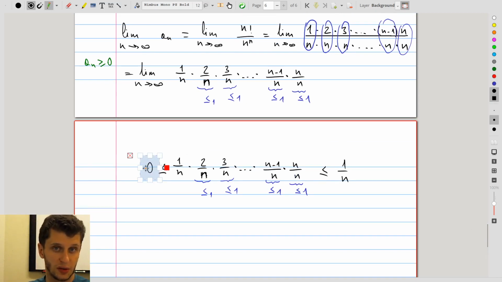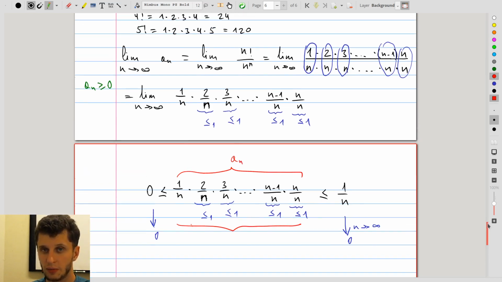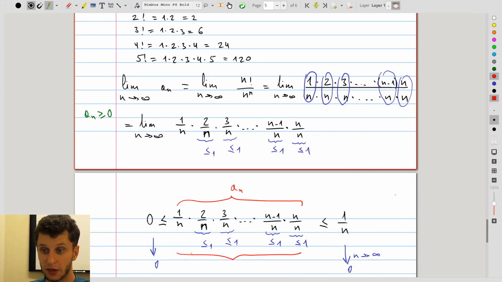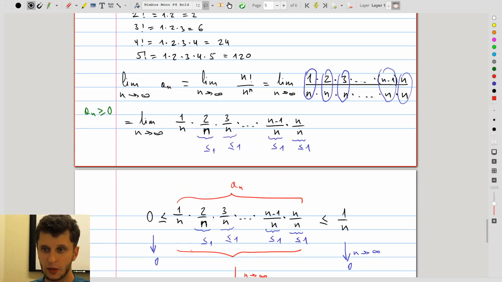On the left, we have a constant sequence, which just consists of 0. Obviously, its limit is also 0. On the right-hand side, we have a non-constant sequence, which goes to 0 when n goes to infinity. So on the left-hand side, something that goes to 0, on the right-hand side, something that goes to 0. It follows that the middle part of this double inequality, which is, by the previous discussion, exactly a_n, must also go to 0 when n goes to infinity. And so it follows that the limit of this expression, which is a_n, is exactly 0.